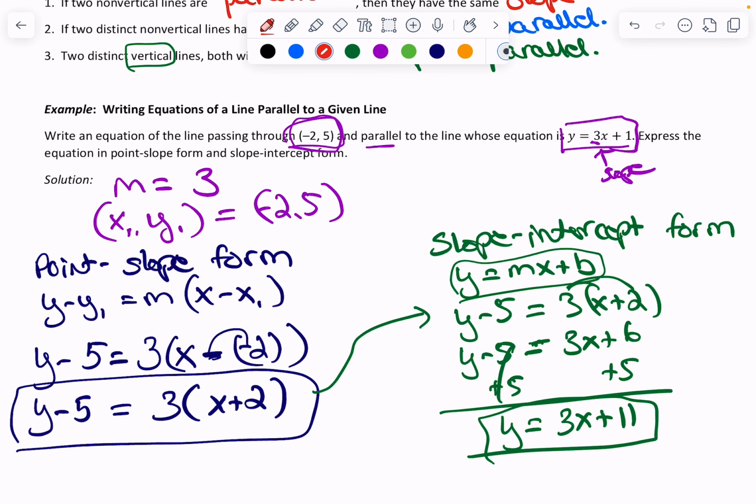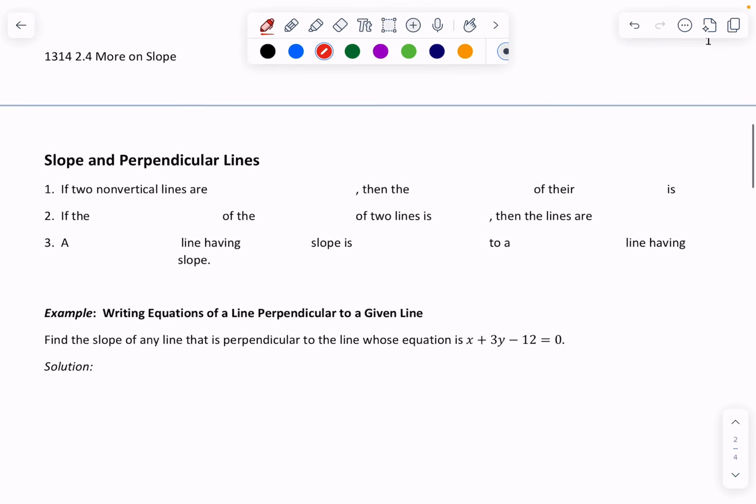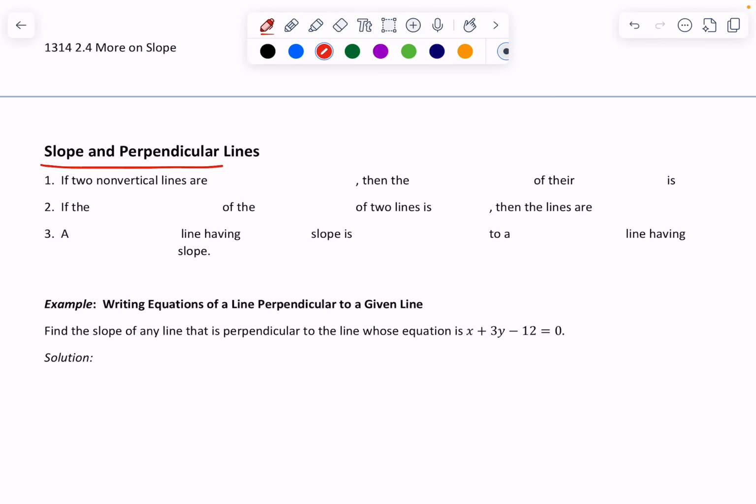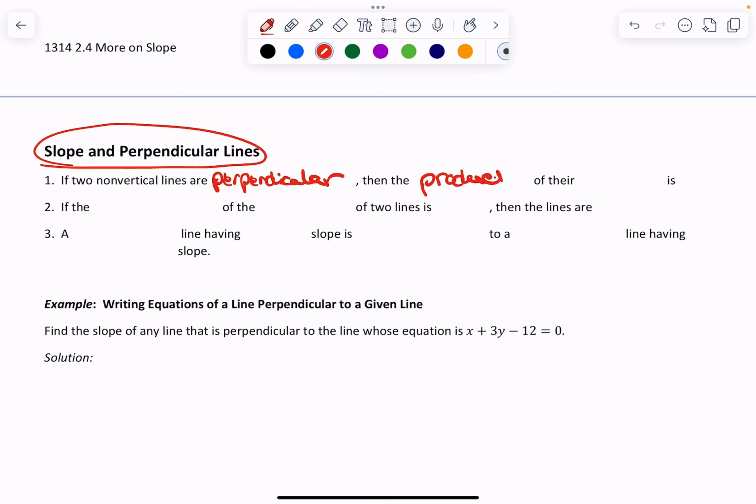Next, what we're going to do is look at slope and perpendicular lines. So if two non-vertical lines are perpendicular, then the product of their slopes is -1. So perpendicular lines are in a 90-degree line.